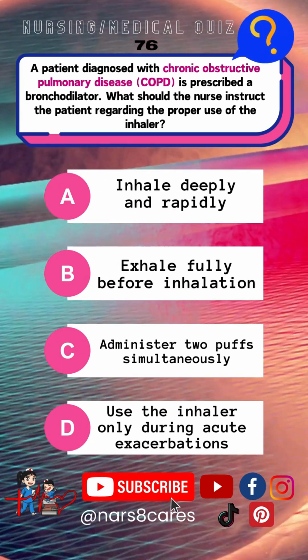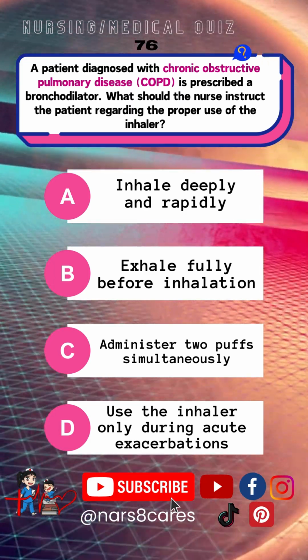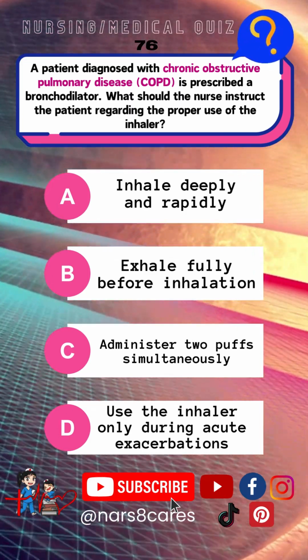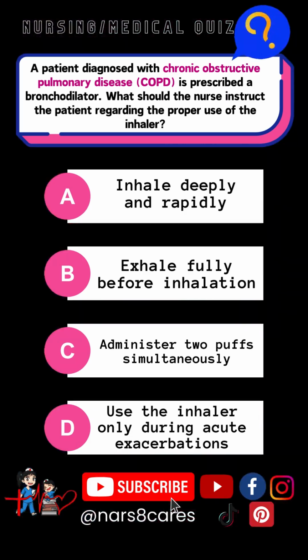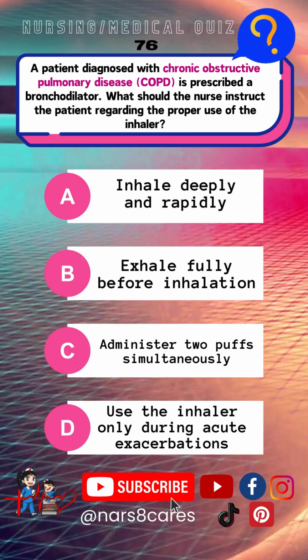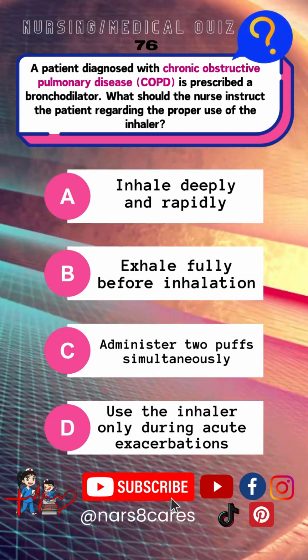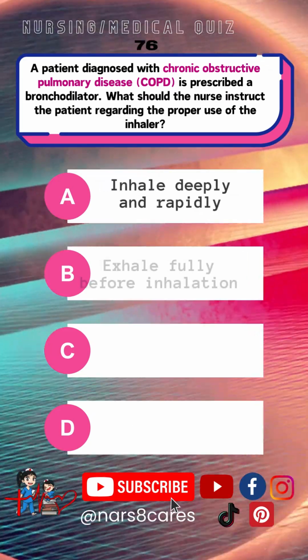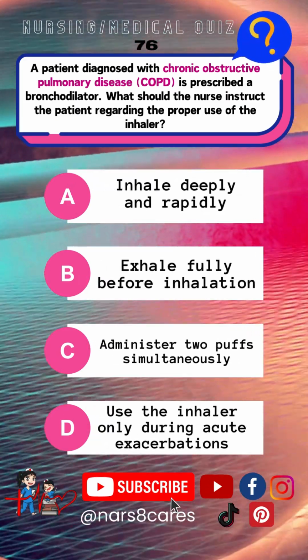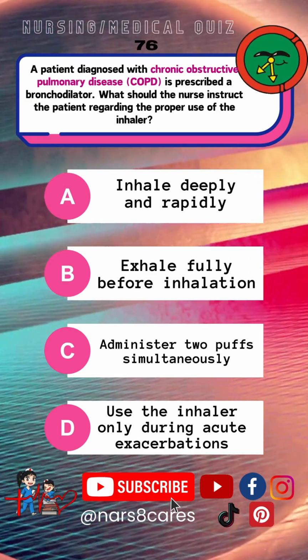76. A patient diagnosed with chronic obstructive pulmonary disease (COPD) is prescribed a bronchodilator. What should the nurse instruct the patient regarding the proper use of the inhaler? A. Inhale deeply and rapidly. B. Exhale fully before inhalation. C. Administer 2 puffs simultaneously. D. Use the inhaler only during acute exacerbations.